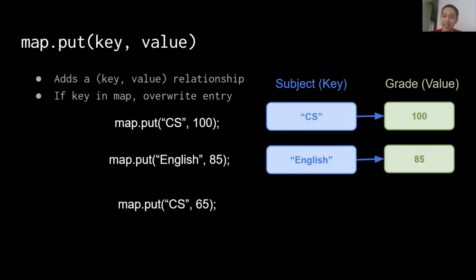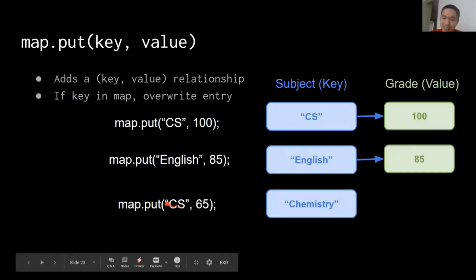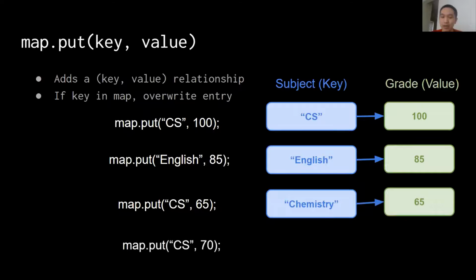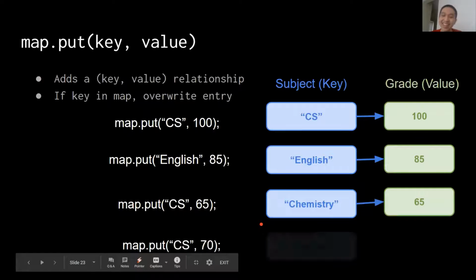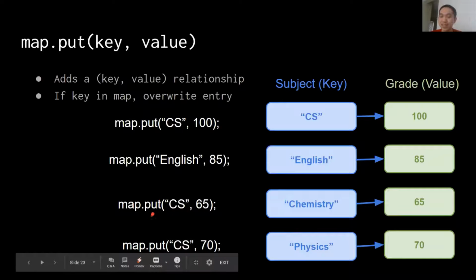So map.put CS and 65. Oh wait, that should be chemistry. Oops, I messed up, sorry. It should say map.put chemistry and 65. So when you put in chemistry, you better give me 65. So it creates that relationship. And, okay, I made a mistake there. It should be physics. So map.put physics and 70, right? And you create that kind of relationship. Sorry, this should be chemistry and this should be physics. Yeah, so that's how you do .put.